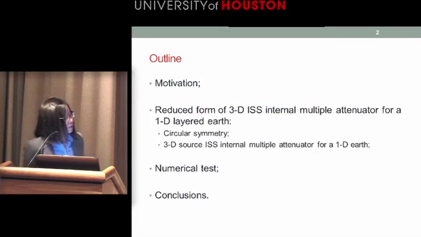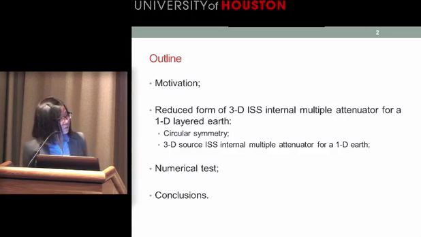Here's my outline. Firstly, I would like to state the motivation of this project. And then I will introduce this reduced form of 3D access internal multiple attenuator, which assumes a 3D source for a 1D layered Earth. And after that, I will show you some initial numerical results to test this reduced form of 3D internal multiple attenuator. And finally, is the conclusion.